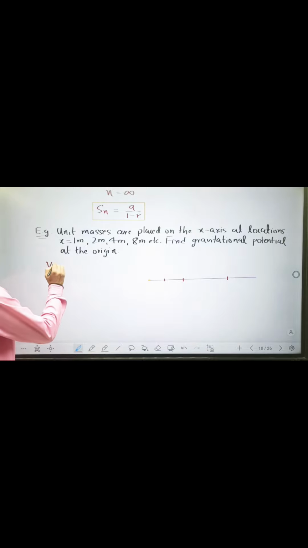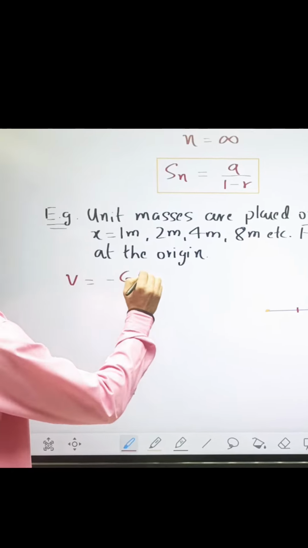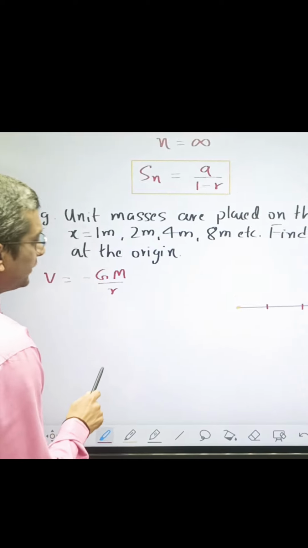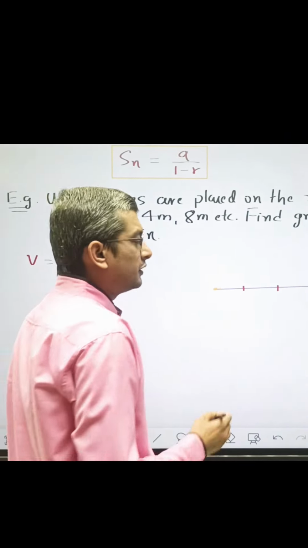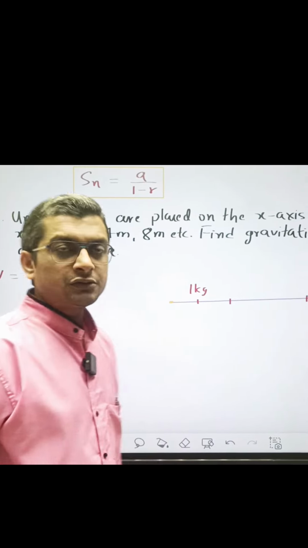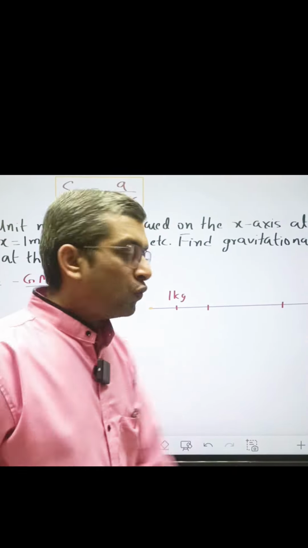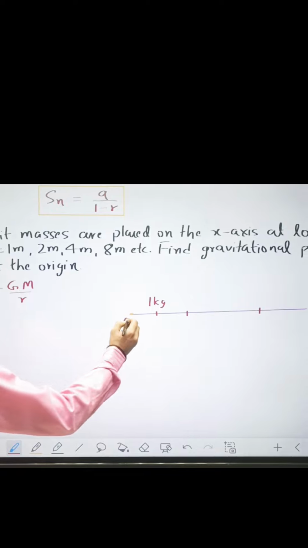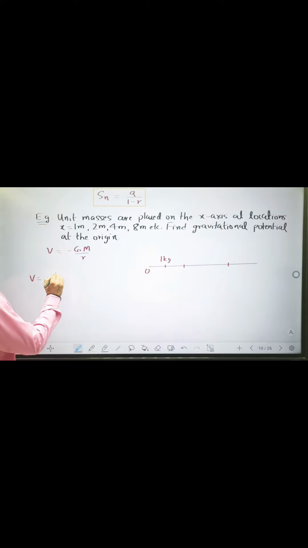So what is the formula for gravitational potential? It is minus GM by r, where M is the mass of the object. Unit masses are placed, it is given in the question, so the value of each mass is 1 kg. So the net potential at the origin O is given by minus GM by r.